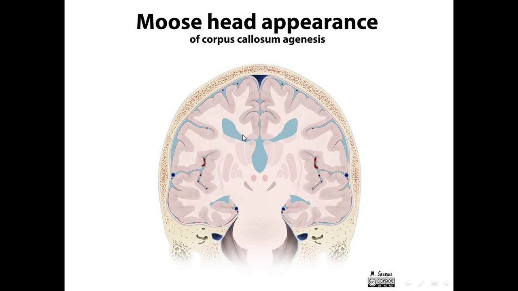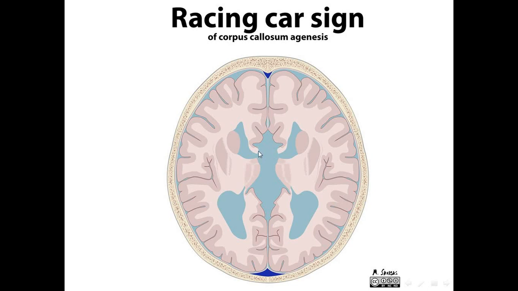This is the area of the corpus callosum, but it's absent here. So what we see here is the moose head sign. On axial image, the corpus callosum is supposed to be here and here, connecting the 2 cerebral hemispheres. Now when it is absent, the white matter tracts are oriented vertically, and there is no connection between the 2 cerebral hemispheres. This configuration here is called the racing car sign. This is the body of the car, and these are the 4 wheels of the car.